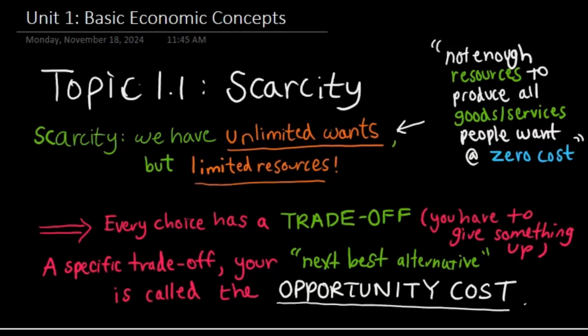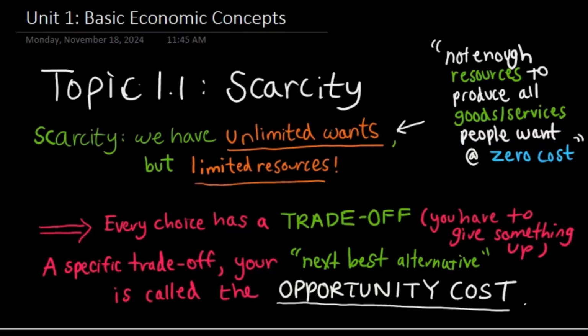And so when we talk about scarcity, we have limited resources, right? We have planet Earth and there's limited resources. We can't just create products out of the air. And therefore, because of that, every single choice that we make has a trade-off, okay? If you choose to go to college, you're giving something up, right? You're giving something up as in you couldn't do something else, okay? And that specific trade-off is called an opportunity cost, and that is your next best alternative.